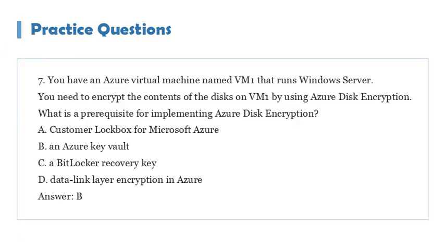7. You have an Azure virtual machine named VM1 that runs Windows Server. You need to encrypt the contents of the disks on VM1 by using Azure Disk Encryption. What is a prerequisite for implementing Azure Disk Encryption? A. Customer Lockbox for Microsoft Azure. B. An Azure Key Vault. C. A BitLocker recovery key. D. Data link layer encryption in Azure. Answer: B.